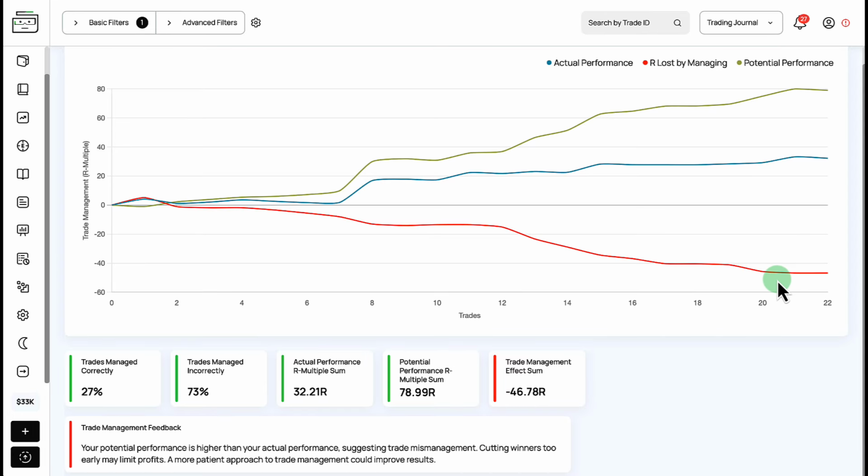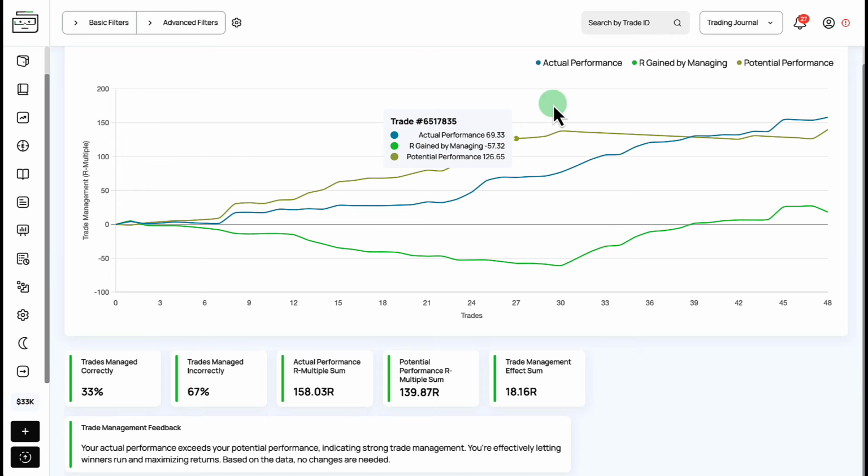trade management decision. Of course, your graph could also look like this, where your actual performance is above the potential performance. A quick look at the trade management feedback box shows us that this is now a green label. And here you can then see that this is a positive analysis, where you are actually making money by actively managing your trades, which means then maybe letting your winning trades run longer, or in many cases also cutting losses ahead of the stop loss before the price would have reached the stop loss.